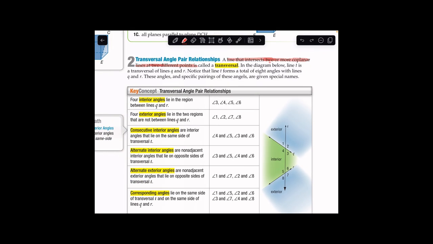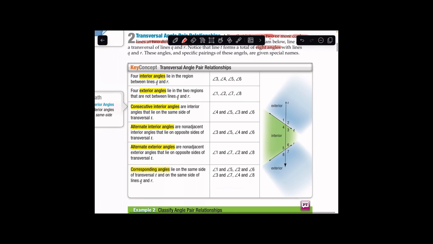Notice that line T forms a total of 8 angles with lines Q and R. These angles and specific pairings of these angles are given special names. We're going to encounter these so frequently that we would like to be able to refer to these angles and their pairs quickly and easily.